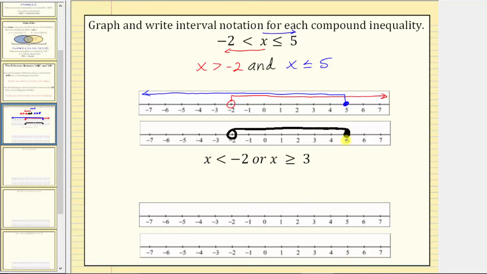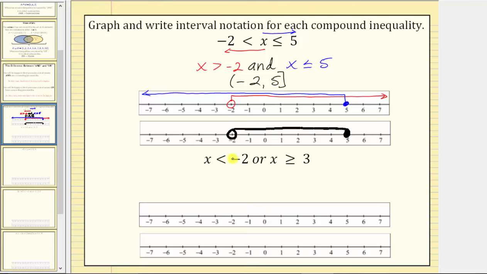To express this using interval notation, the interval goes from -2 to +5. The interval does not include -2. We have a parenthesis to the left of -2. It does include 5, and therefore we have a square bracket to the right of 5.